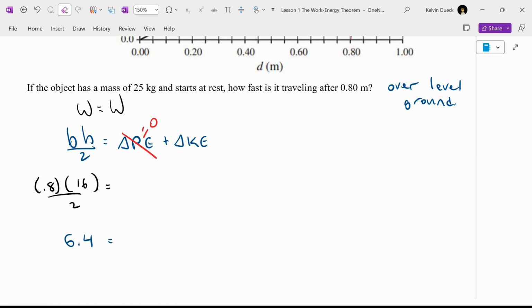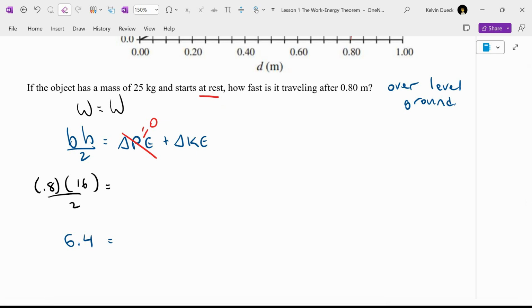What's changing anything? What's the final kinetic energy here? I don't know. What's the initial kinetic energy? See it? I should have underlined that phrase there. If we're starting at rest, what's our initial?